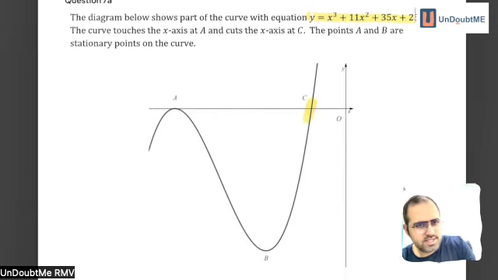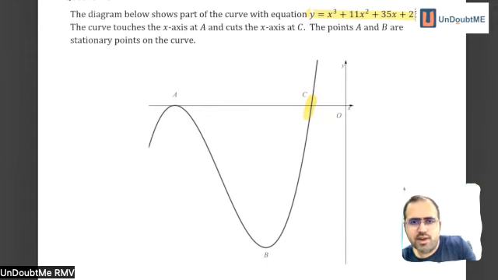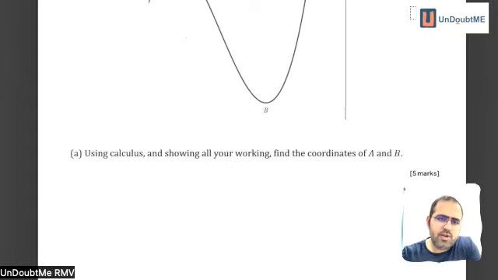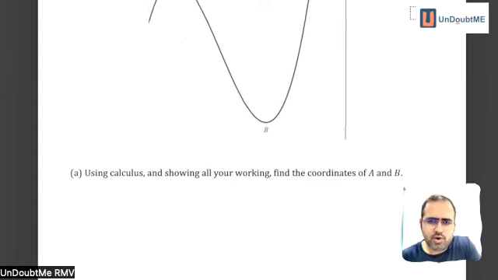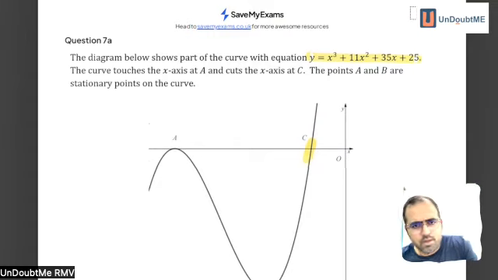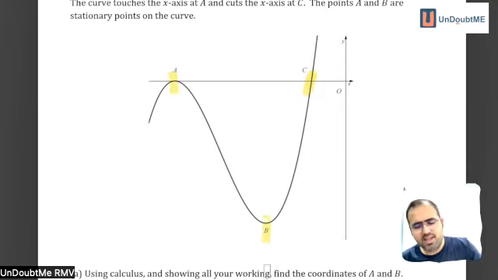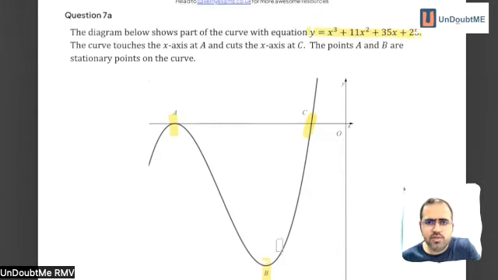A and B are the stationary points also, so we can find them using dy by dx, as needed. They are asking: using calculus, showing all your working, find the coordinates of A and B. All you need to do is find dy by dx, you'll get a quadratic, solve that quadratic, you'll get two values of x. Use your common sense to mark them as A and B, because A is far away from B, so it will be more negative, B will be less negative, and then the corresponding y coordinates need to be found using the equation.